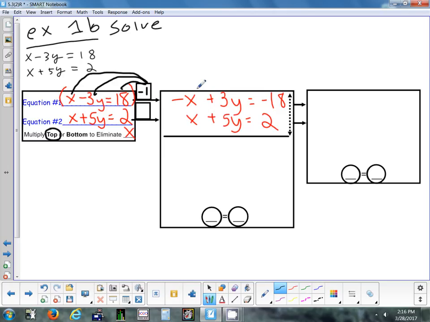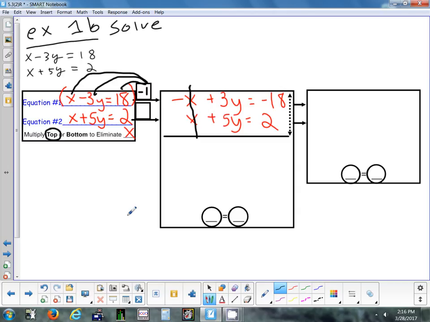Which is Emma, what are you gonna do, Emma? Eliminate what? X's, right? Like she was saying, I heard you say it, negative x, positive x, they're gone. Very good. What else do I get? Hannah, what do I get?